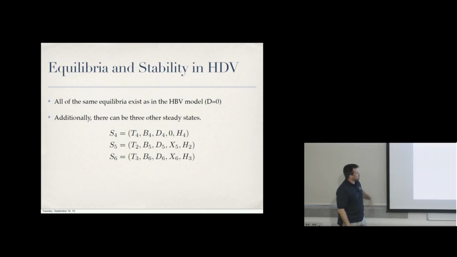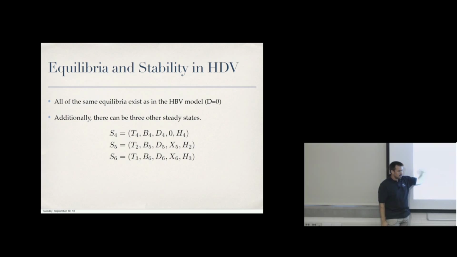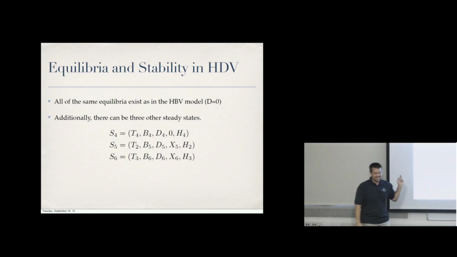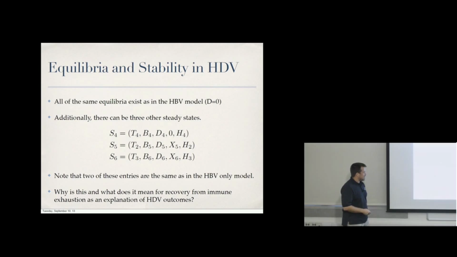Right? Okay, so in this extra model, in the model with the added equation for the co-infection, you get all the same equilibria as before, and then you have a few other steady states. But it turns out that a lot of the values that appear in these steady states are in fact the same as some of the steady state values that occurred before, which is part of the conclusion. The conclusion will be this model doesn't tell us anything. Sorry, I did give away the punchline there, such as it is. Yeah, so two of these entries are the same as in the HBV only model.